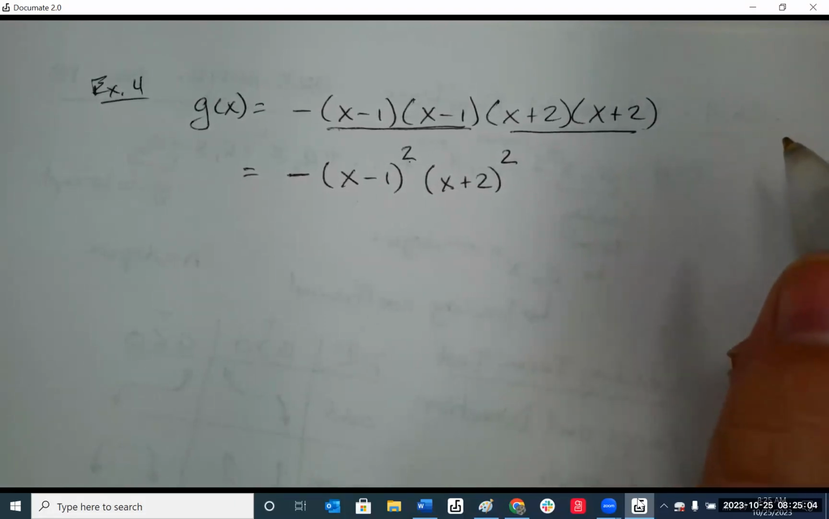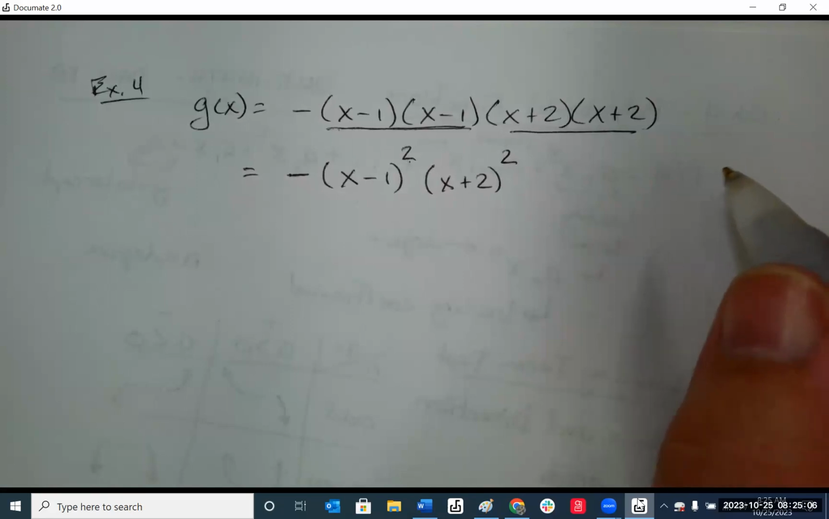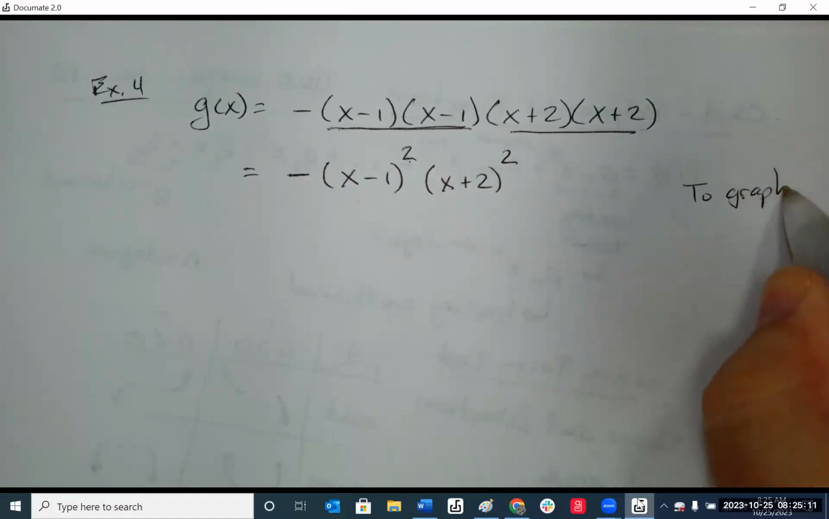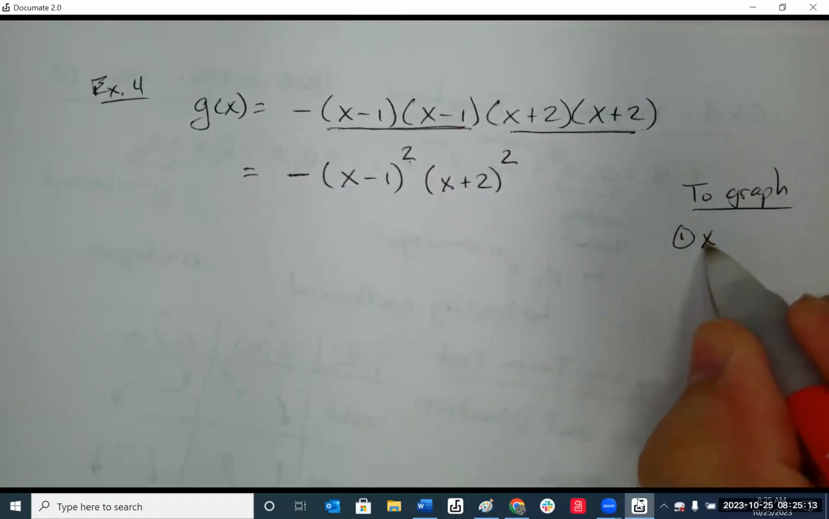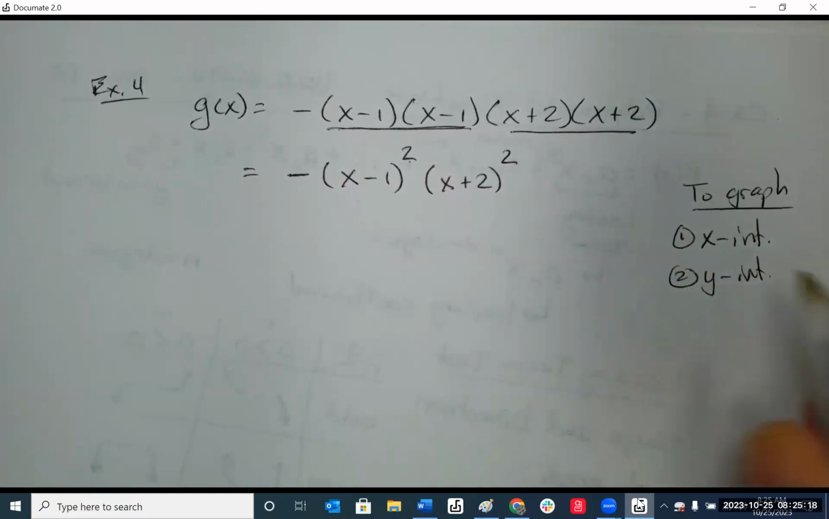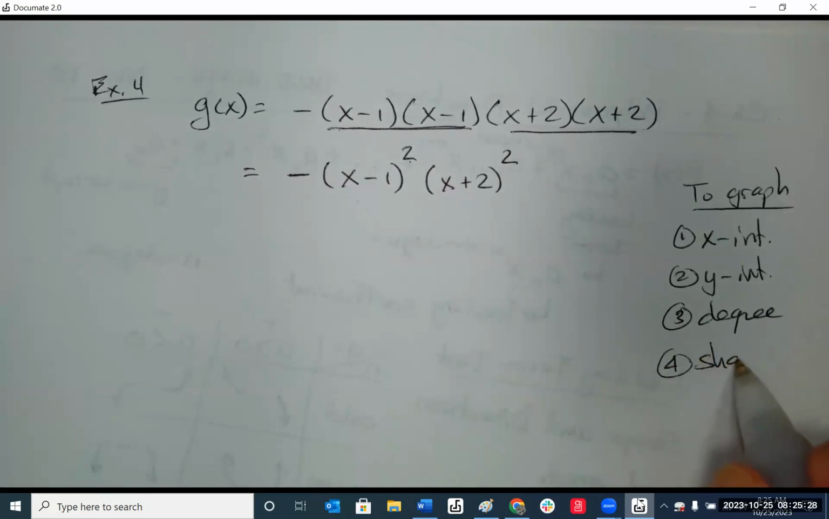Let's graph it, or the best we can, actually. To graph, we need the x-intercepts, the y-intercept, the degree, the shape, and the a value. It tells us the direction.